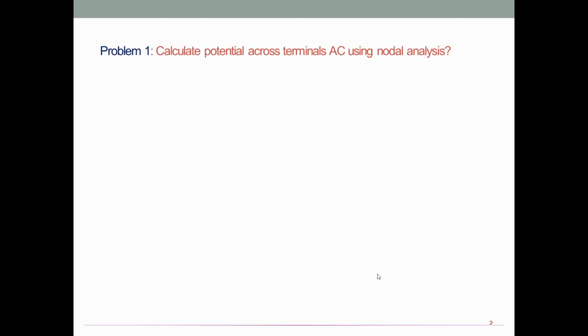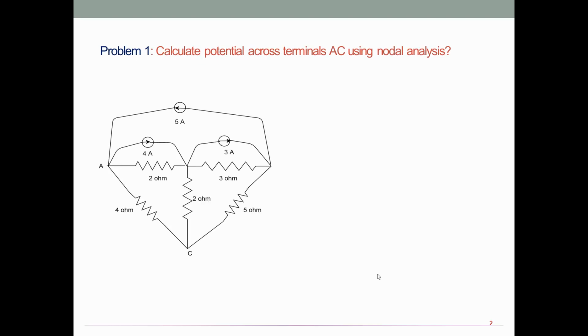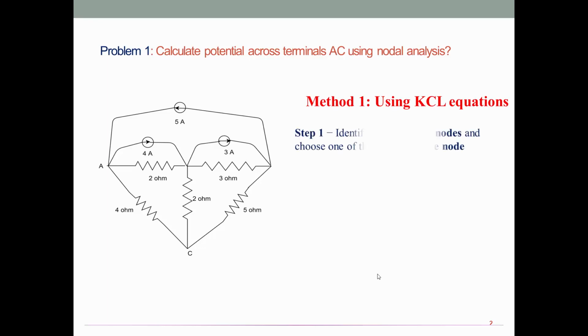Problem number 1, calculate potential across the terminals AC using nodal analysis of the following circuit. I am going to use KCL equations. Step 1, identify the principal node and choose one of them as a reference node.